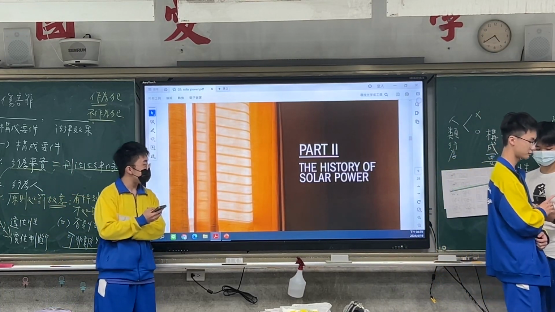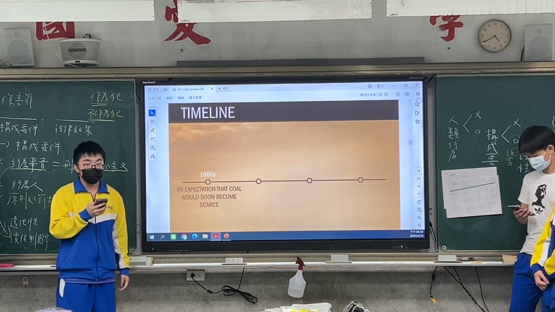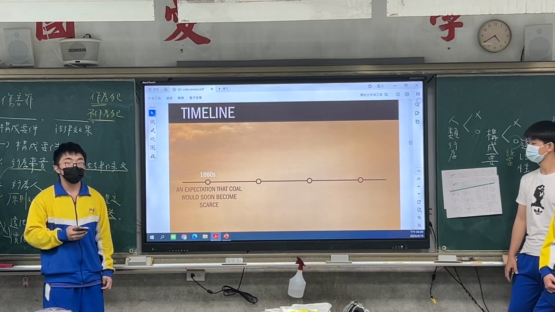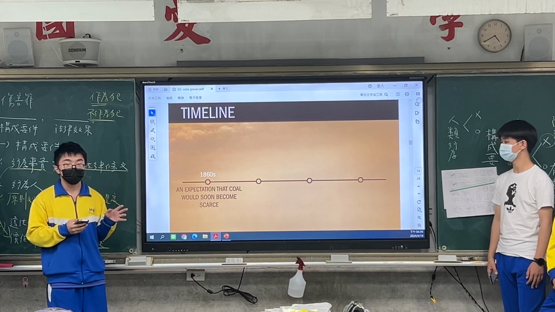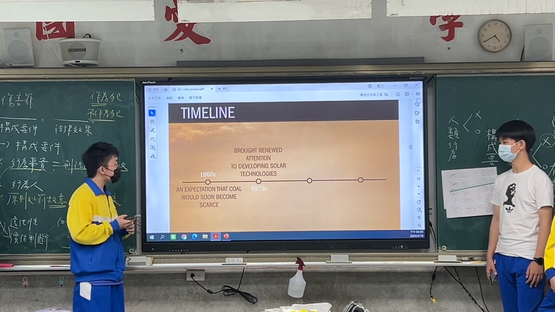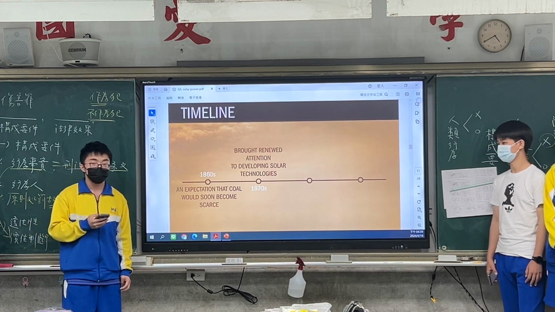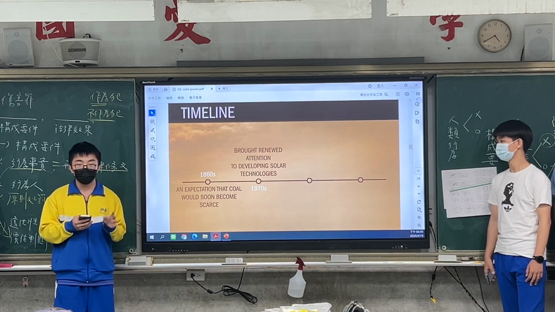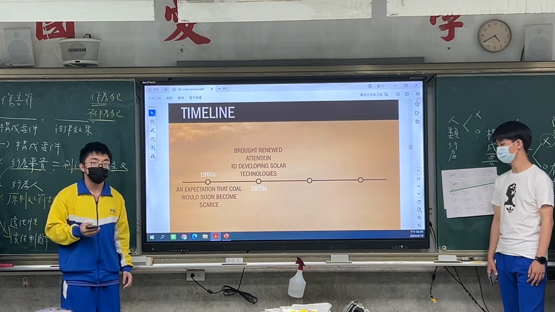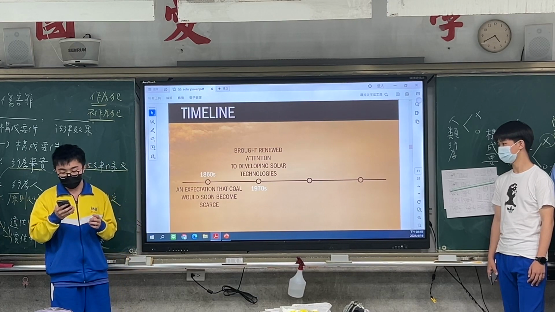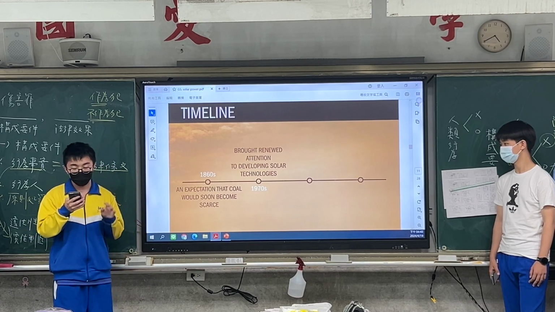Part 2, the history of solar power. The early development of solar technology started in the 1860s, due to an expectation that coal would soon become scarce. However, the oil and energy crisis in the 1970s caused a reorganization of energy policies around the world and brought more attention to developing solar technologies.